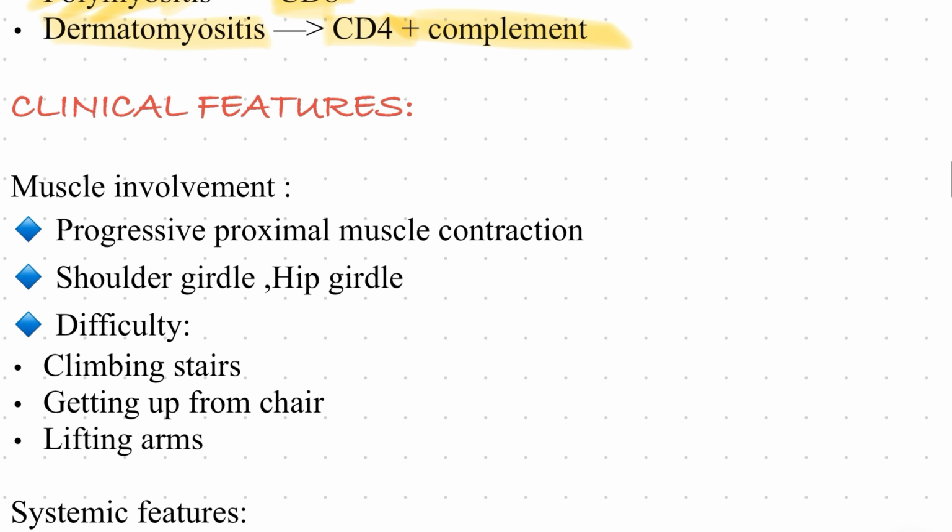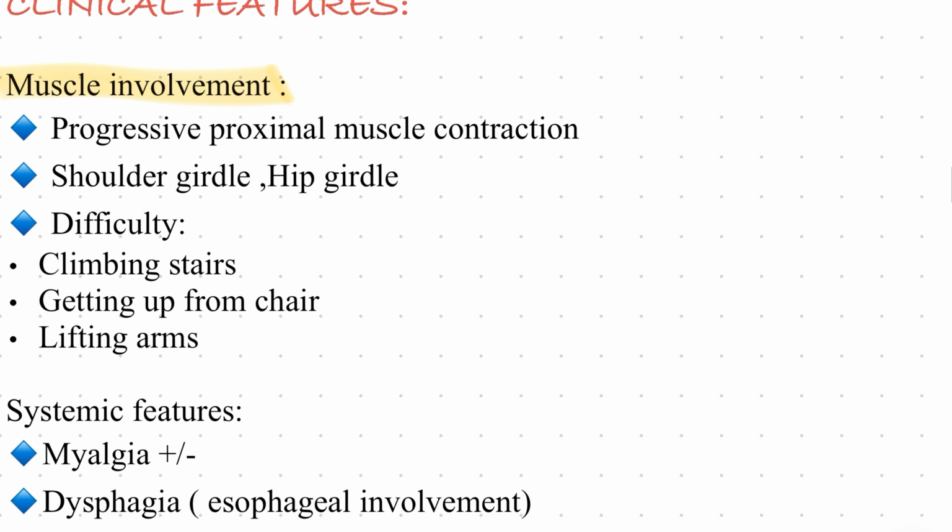Okay. Then coming to clinical features, first we will look into the major condition, muscle involvement. Progressive proximal muscle weakness will be seen. For example, the shoulder girdle and hip girdle will be mainly involved. The difficulties the person will undergo if he gets polymyositis are climbing stairs, getting up from a chair, and lifting arms. After these examples, you come to know where the exact site of involvement is, like the shoulder or the hip. To climb, to get up from a chair, to lift arms, mainly it includes the shoulder or hip joint.